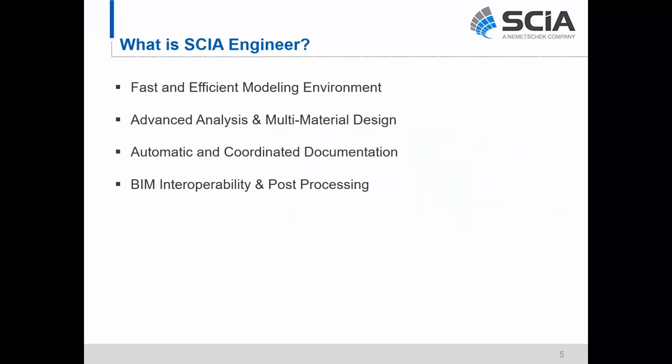And so typically when we talk about SCIA Engineer, we talk about what we call the four key benefits: fast and efficient modeling, advanced analysis and multi-material design, automatic and coordinated documentation, and BIM interoperability and post-processing. And so today, we're really going to focus on that idea of BIM interoperability and coordinated documentation. And really, what are some of the problems that engineers have with documentation in some of their current engineering workflows?